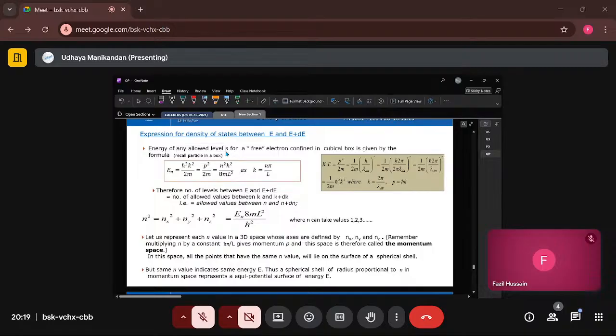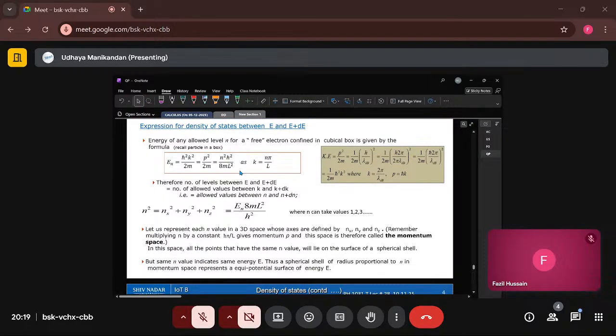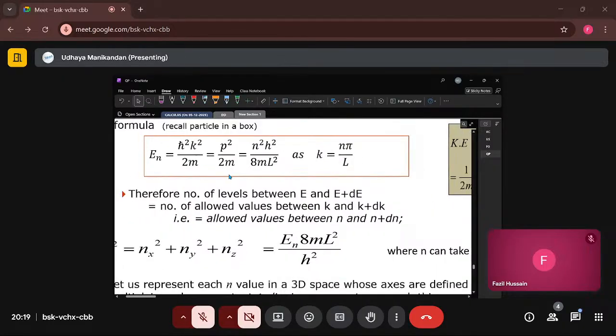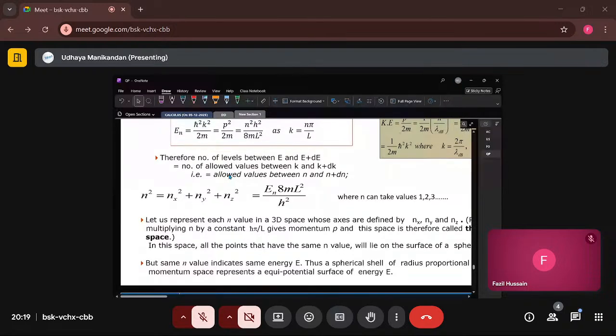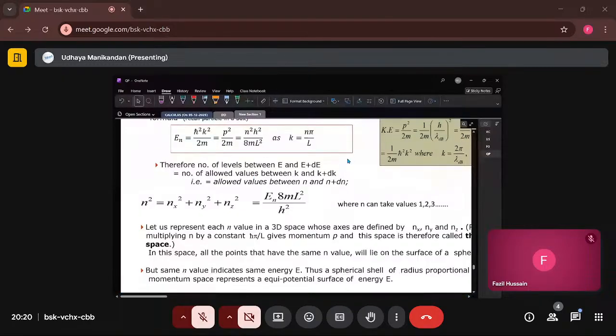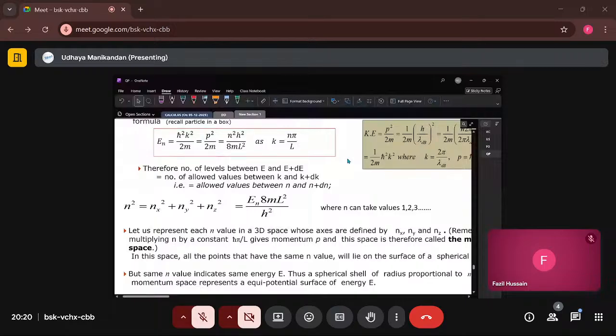The energy of any allowed level n for a free electron confined in a cubical box is given by the formula n squared h squared by 8 m L squared, remember? And we also know k is equal to n pi by L, the same formula we are using here. So the number of levels between E and E plus dE is nothing but the number of allowed levels between k and k plus dk, which is n and n plus dn.